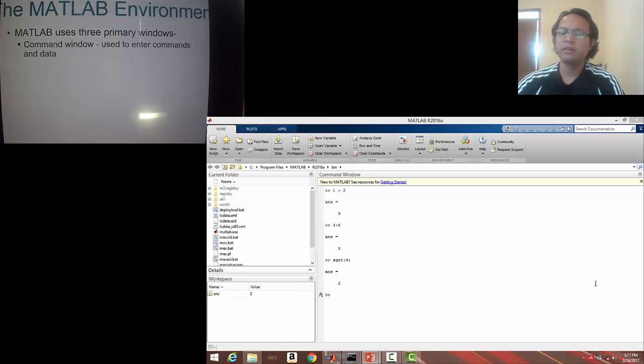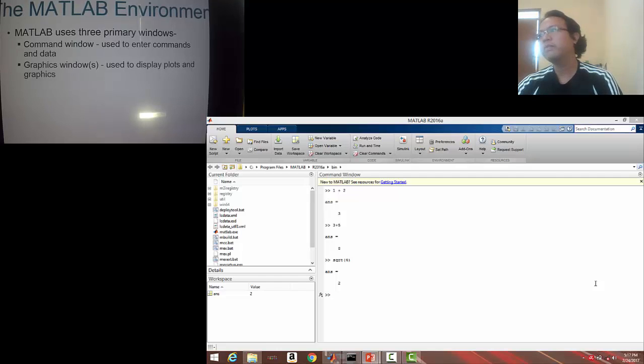And then we have here also the graphics window. In the graphics window, it will just pop up if there is a plot option or function that you want to activate. For example, when you are plotting a function, it will just pop up.